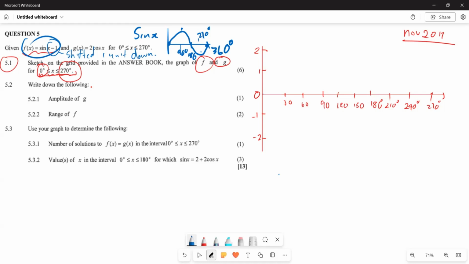And at 270, it was going to have a turning point, right? So now, similarly, the same thing is going to happen. But now what will happen is all the points will shift 1 unit downward, right?